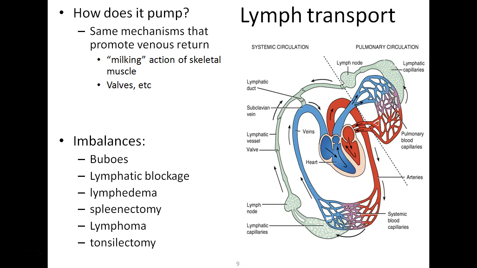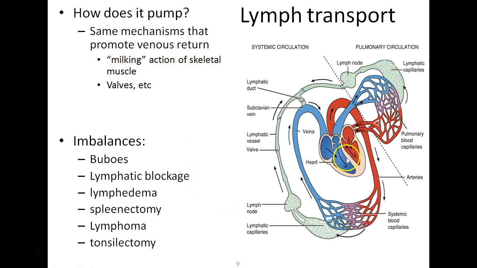Let's talk about lymph transport now. How does this lymph get pumped around? Well, again, as we mentioned before, it relies upon the pressure gradient within that tissue. But how do we get that lymph back around? Let's take a closer look at that.